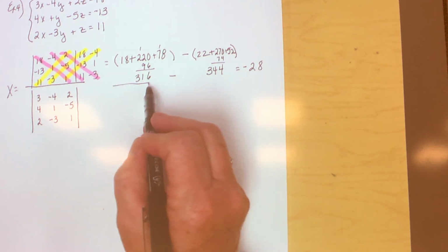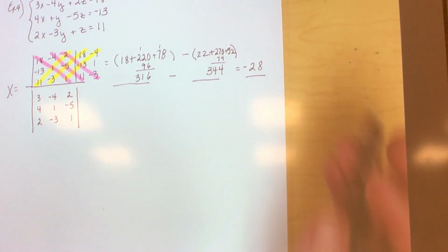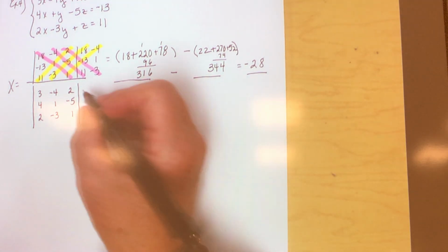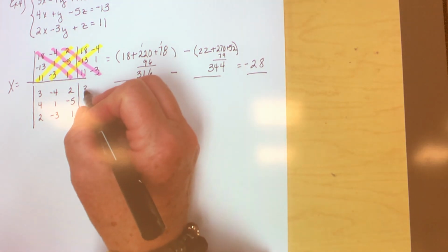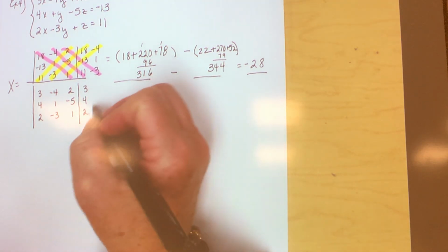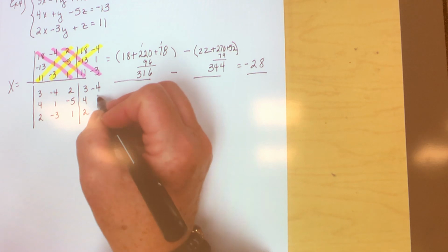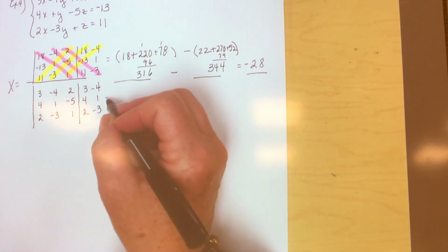All right, so now let's do the bottom of that fraction. Okay, we're going to copy those 2 columns over. And then you're going to go to town. All right, I'm going to let you do it.